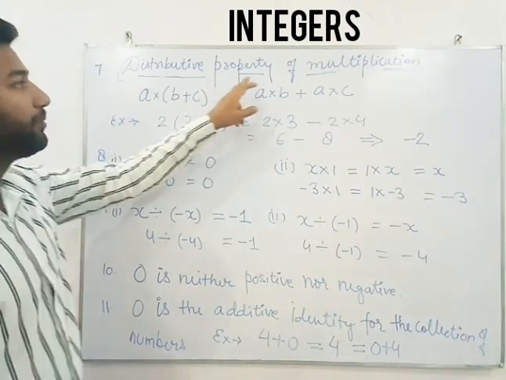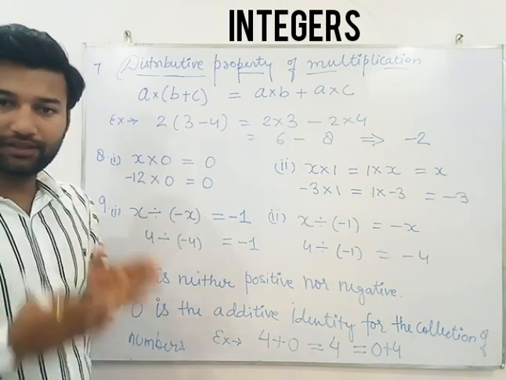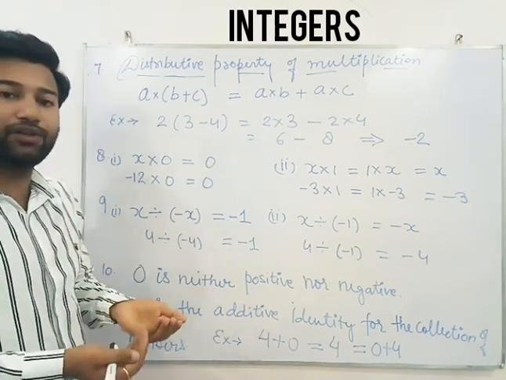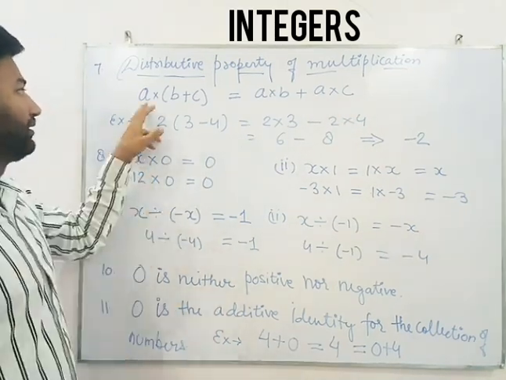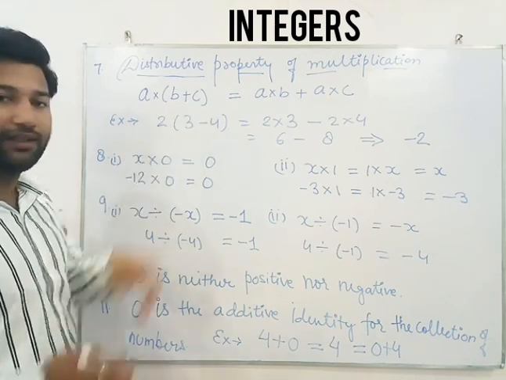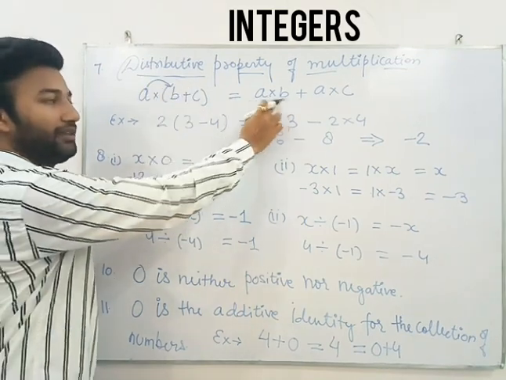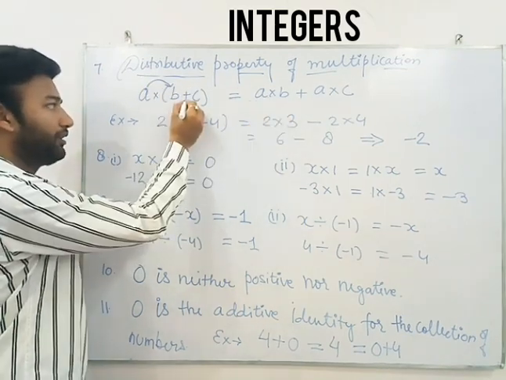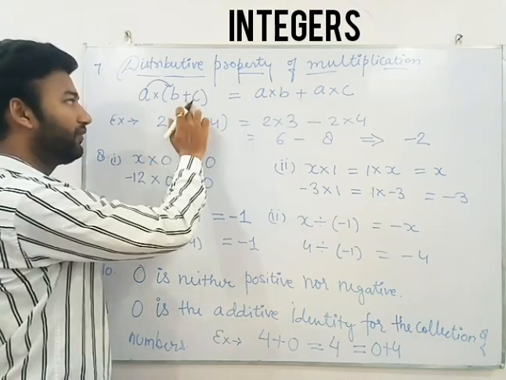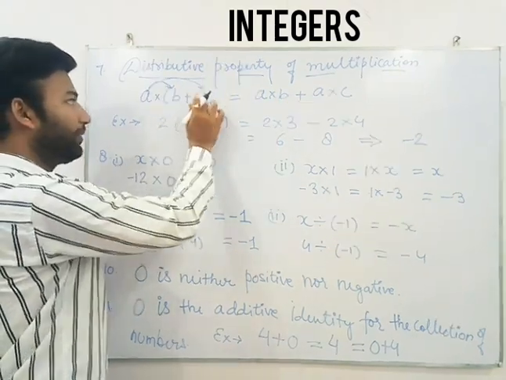Seventh one: the distributive property of multiplication. What is the distributive property of multiplication? Distributive means distribution of an integer, like this. This is the concept: A multiplied by (B plus C). First we distribute this A to B, like this, A multiply B. If a positive sign is here, then positive; if negative, then negative. Now A should multiply by C.